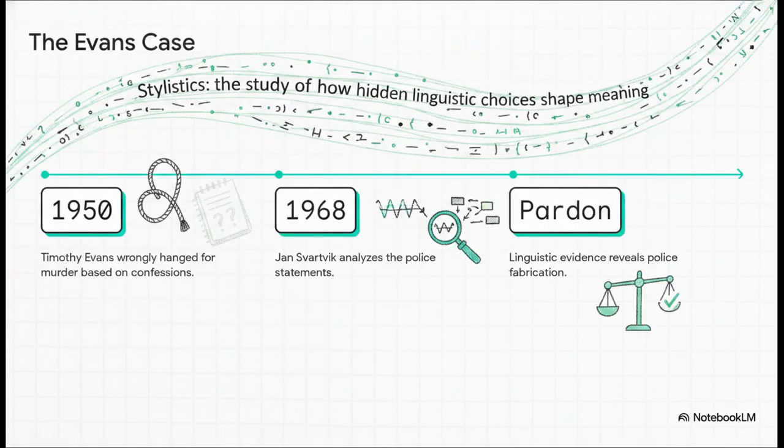The gripping true crime story that basically launched this entire field involves a man named Timothy Evans. Back in 1950, Evans was wrongfully convicted of murder and tragically hanged, largely based on his supposed written confessions. But jump ahead to 1968, and a linguist named Jan Svartvik decides to analyze those statements. Through rigorous stylistic analysis, he demonstrated that the grammar and vocabulary in those confessions bore the undeniable statistical hallmarks of police-composed language, not Evans' own natural speech patterns. That linguistic evidence of police fabrication actually contributed to a posthumous pardon for Evans. And just like that, forensic linguistics was born.